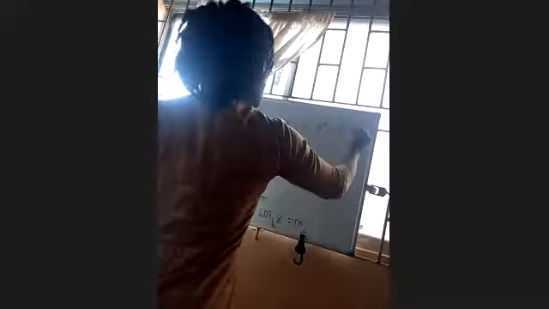So we have 0.0625. 4 digits after the decimal point, 1, 2, 3, 4. So we know we are dealing with 10,000. So 4 raised to x is equal to 625 over 10,000. It's the same thing as 0.0625.